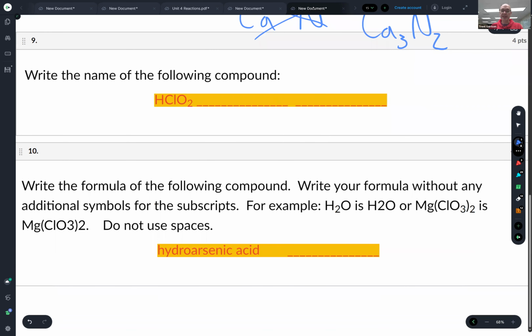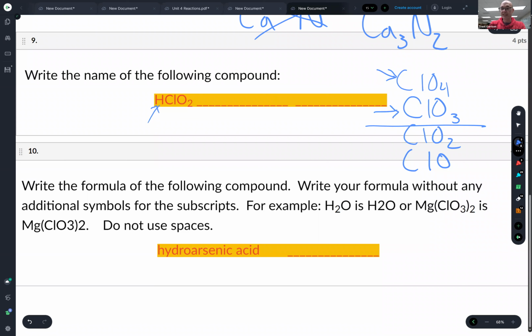Next, I have another acid. How do I know that? Because it has an H in front. That tells you it's an acid. So chlorate, it's a weird one. There are 4 different chlorine oxygen polyatomic ions. There's perchlorate, there's chlorate, and then there is chlorite. These are where the ites start, and this is hypochlorite down below. So we just got to match it up.